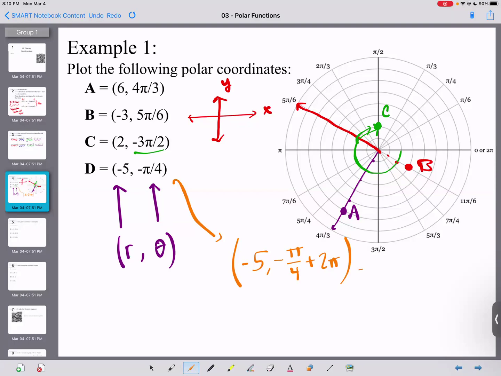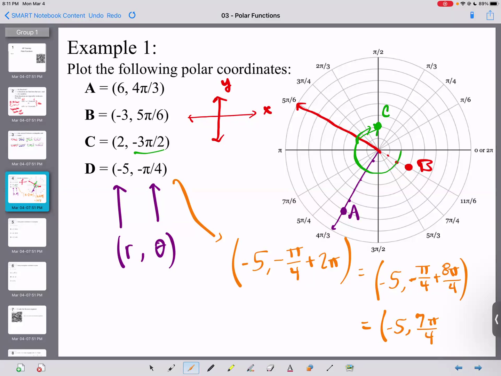So if I get a common denominator there, that's the same thing as -5, comma, -pi/4 plus 8 pi/4. Because quickly, what is 8 divided by 4? What is 8 divided by 4? 2. So 8 pi/4 would be 2 pi. And so one more time, how I could write this is -5, and when I combine the terms there, I get 7 pi/4.